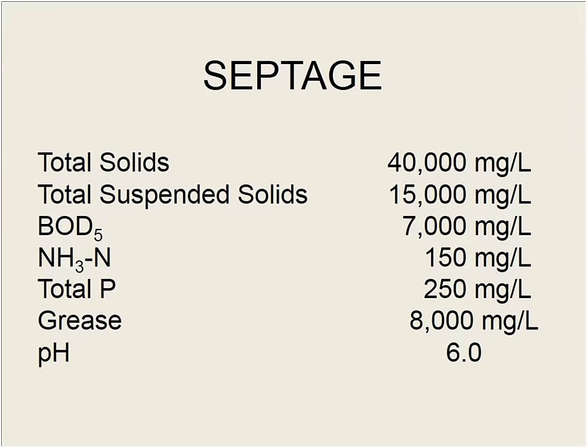But if you look at it, if you remember, our solids coming in on raw wastewater is about 200. This is what you're getting out of a septic. BOD, 7,000 instead of 300. It's rough stuff. You've got to deal with it. You've got the whole ammonia phosphorus thing to deal with.